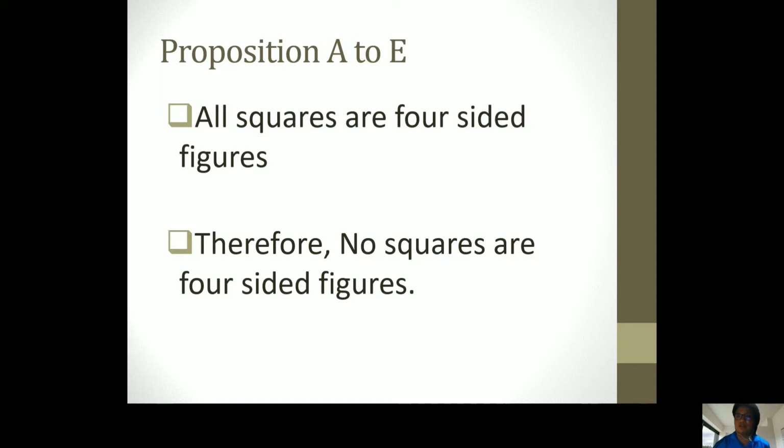Again, what is being mentioned there? Your subject remains. Your copula will change into negative. Then your predicate is going to be negative. So we will say here, therefore, no squares are four-sided figures. E means that is universal negative.